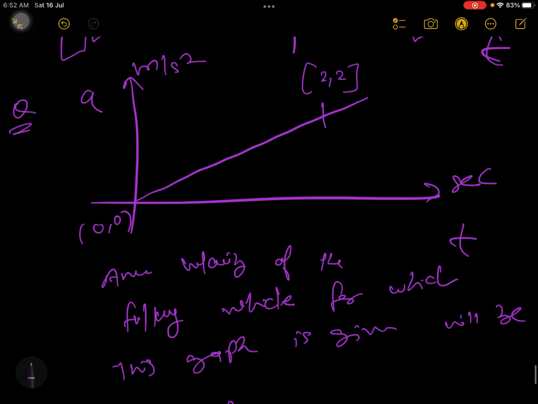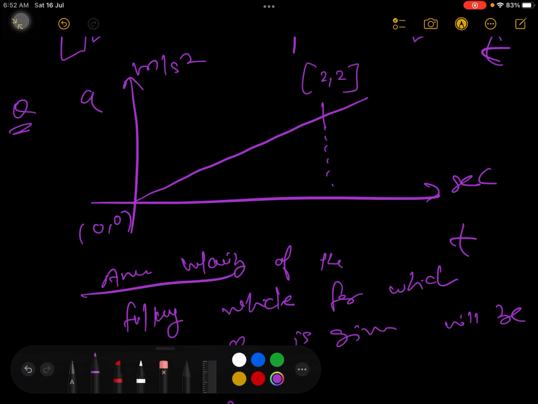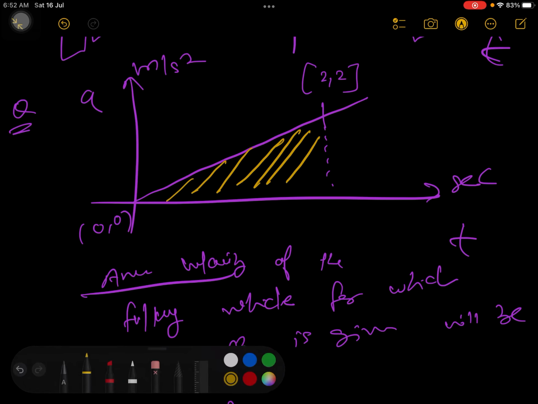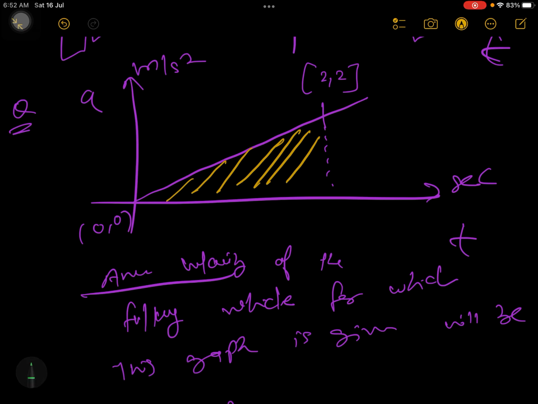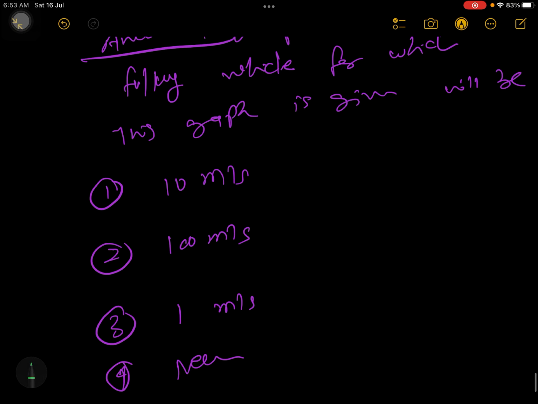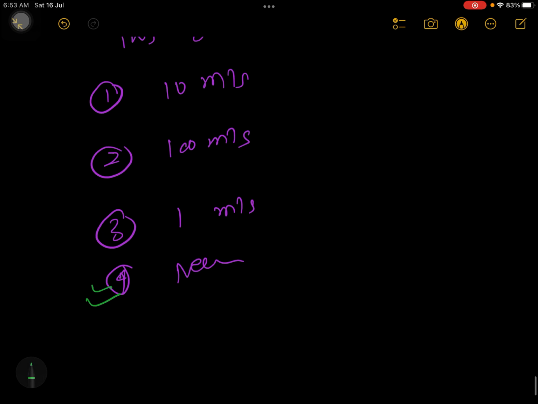You need to calculate the area, because they are asking for average velocity. So whatever area is covered, like this area, you need to find out. But how will you figure out that area? Very easy. Because the coordinate is 2, 2, the height is 2 and the base is also 2. You know the formula of area, that is 1 by 2 into base into height. So the 2 will get cancelled, and we get 2 meter per second.